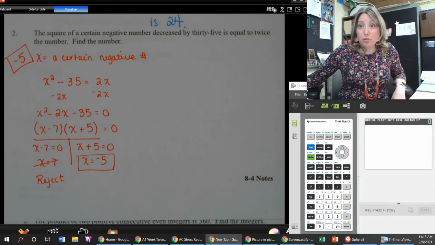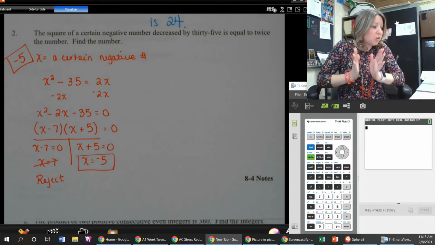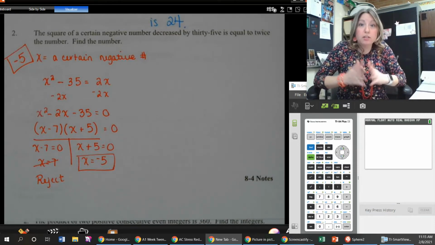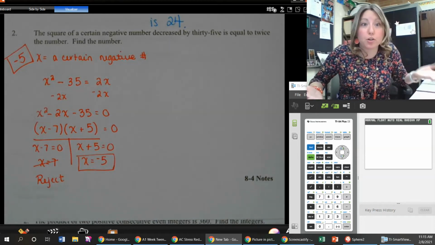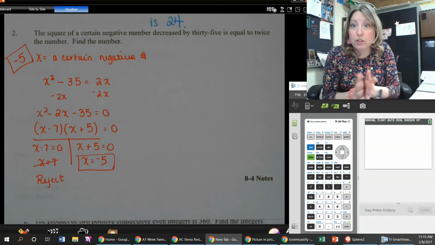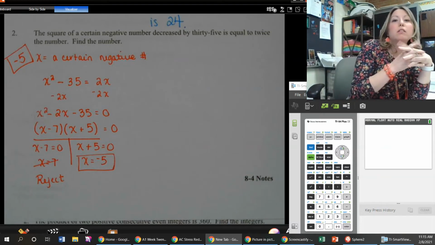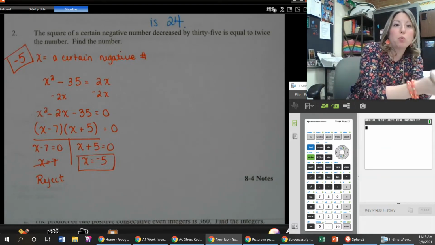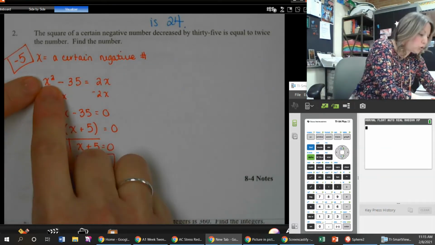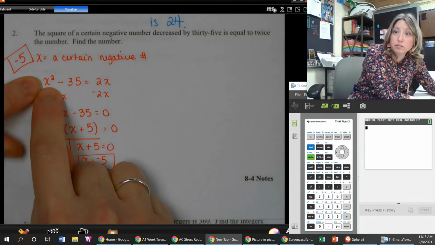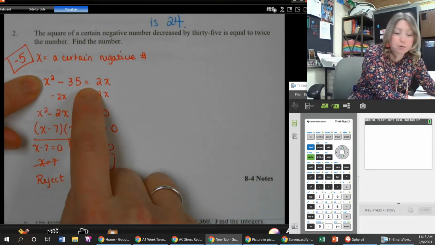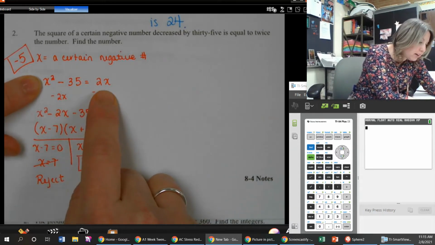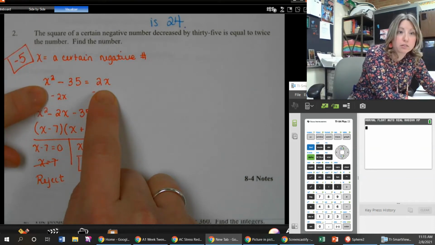Okay, so let me walk you through how I did this one. The square of a certain negative number. Oh, well, that's my variable. So x equals a certain negative number. So negative was the key here, right? Decreased by 35 is equal to twice the number. Okay, the square, so x squared, minus 35, so decreased by 35, is equal to, that's pretty basic, twice that number. So twice x, 2 times x, right?